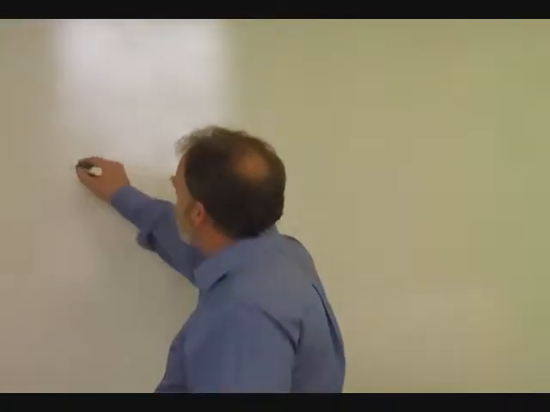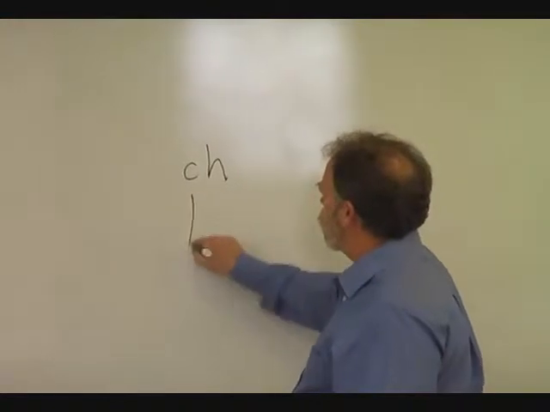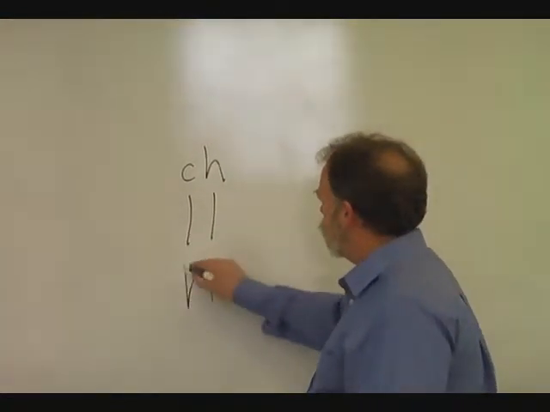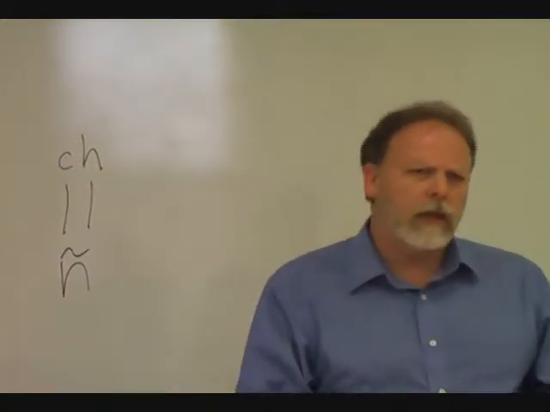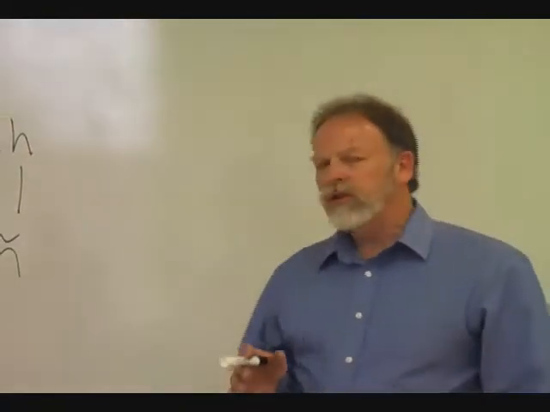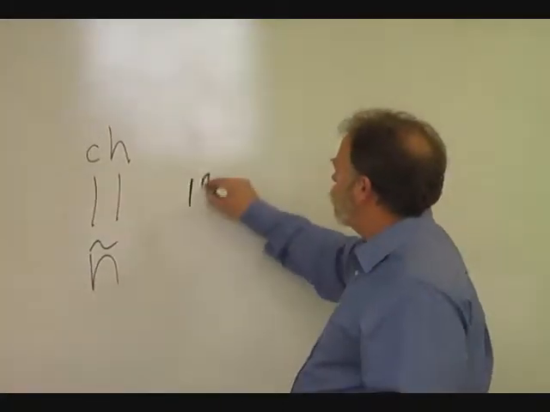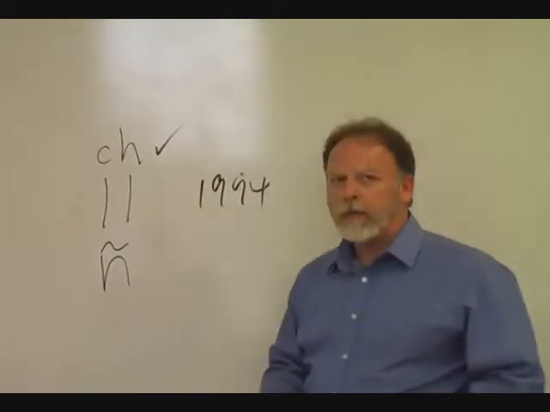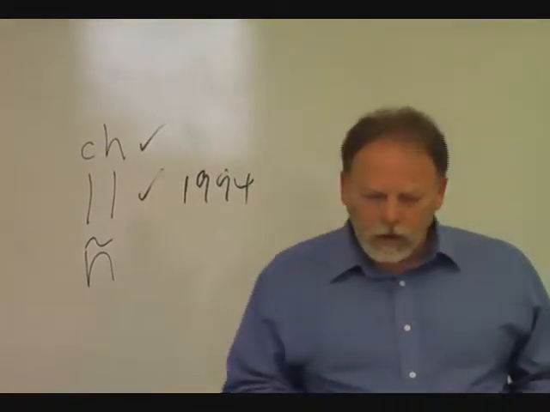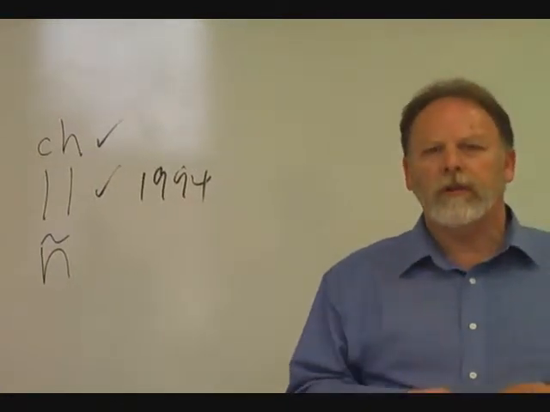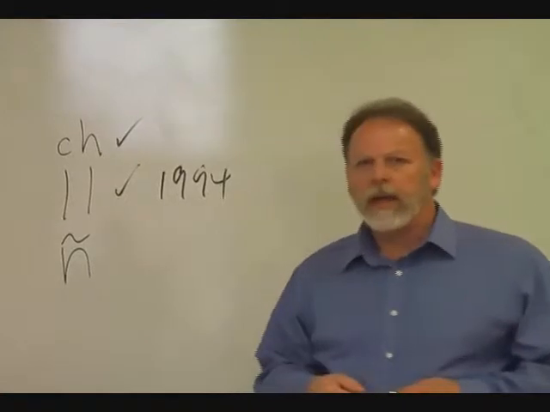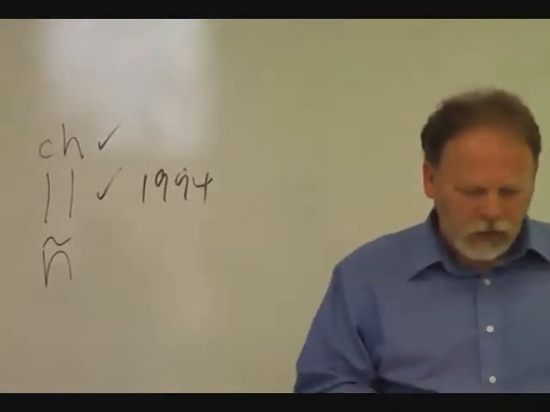The difference is the letters CHE, ELLE, and ENE. Now, back in 1994, the Real Academia Española, the Royal Spanish Academy, decided that they were going to adopt a universal Latin order when alphabetizing, and so in dictionaries that have been printed since 1994, the letters CHE and ELLE no longer have their own section of the dictionary. ENE still remains a letter equal to all the others.